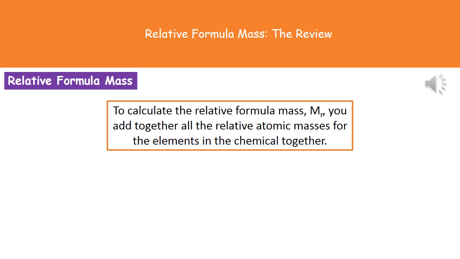When we come to calculate the relative formula mass, then what we're going to do there is add up the relative atomic masses for each of the elements in that chemical formula. So this is a basic addition that we need to do to get our correct answer here. So again, as long as you understand the little rules of how to read a formula, then you should be absolutely fine and get top marks on this one.